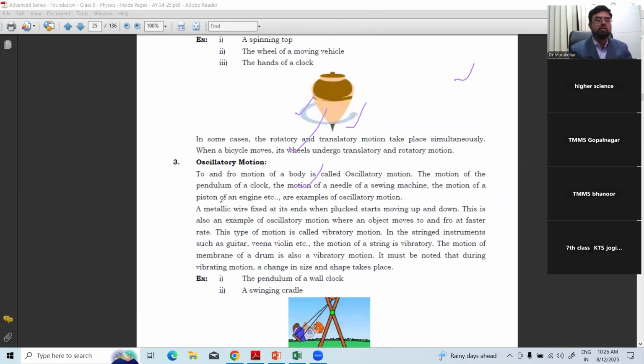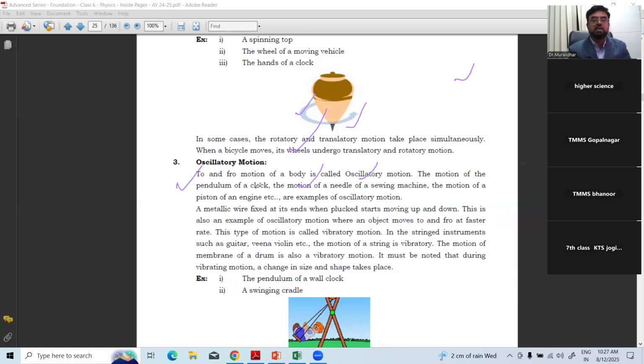Oscillatory motion. To and fro, here and here. When you see the old wall clock, you can see the pendulum, it moves here and there. So to and fro motion is called oscillatory motion. The motion of the pendulum of a clock. The motion of the needle of a sewing machine. When you see the machine, the needle will move up and down like this. Up and down also comes under to and fro.